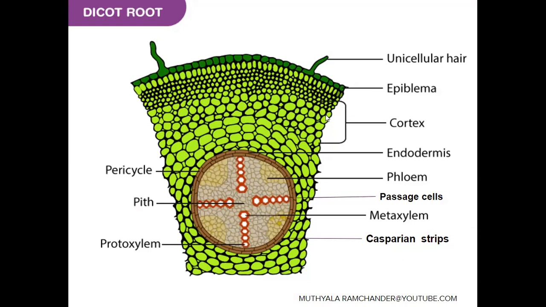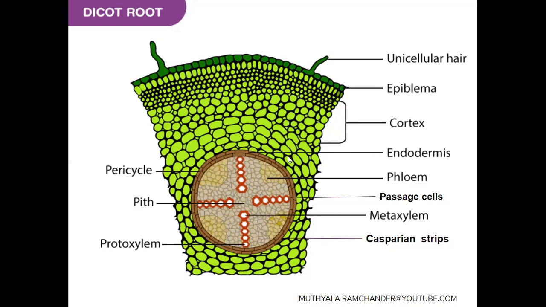The cortex is divided into outer cortex, middle cortex and inner cortex. If the outer cortex is made of collenchyma, it helps in mechanical support. Middle cortex is made of parenchyma; it helps in storage of starch food material. Inner cortex is sometimes made of parenchyma, sometimes of collenchyma. If collenchyma, it gives mechanical support to the root. If parenchyma, it gives storage of starch food material to the plant.